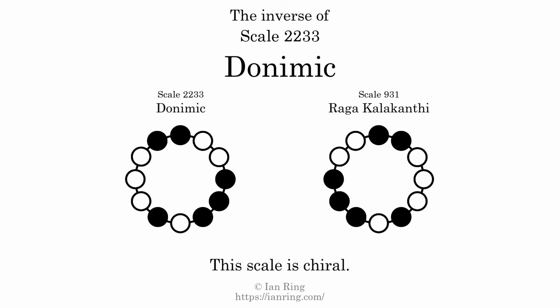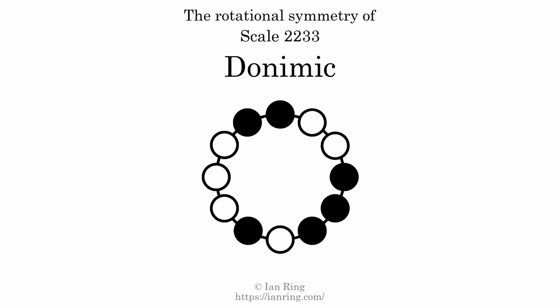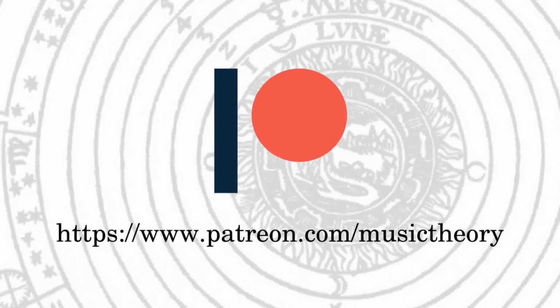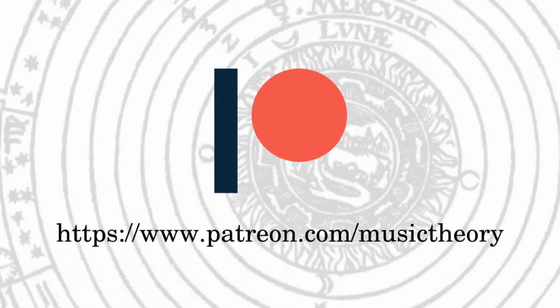The inverse of a scale is a mirror image. It is what you get when the sequence of intervals is reversed. The inverse of this scale is scale 931, also known as Ruger-Calicanthy. This scale is chiral. It cannot transform into its inverse by rotational transformation. This scale has no rotational symmetry. For even more detail about this scale, visit ianring.com/musictheory/scales/2233.